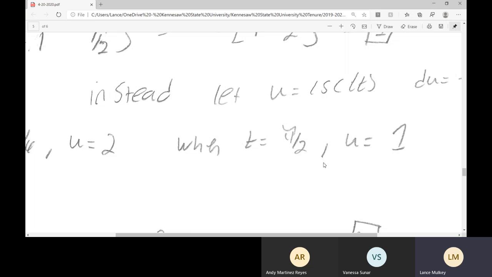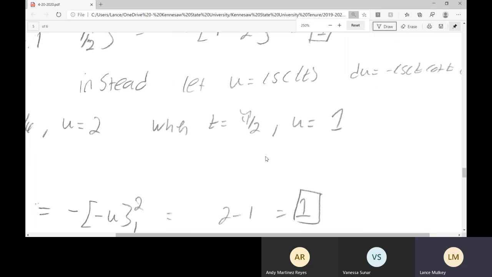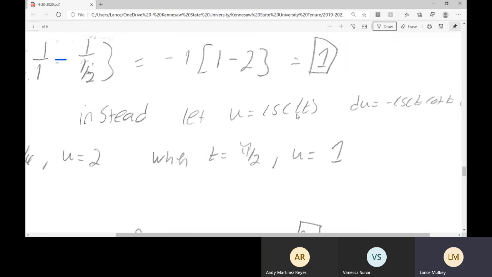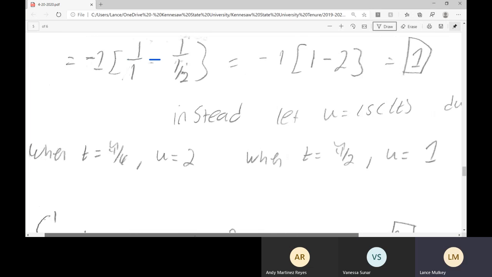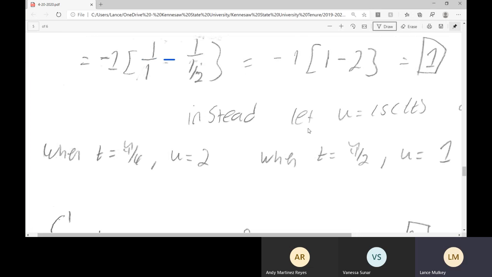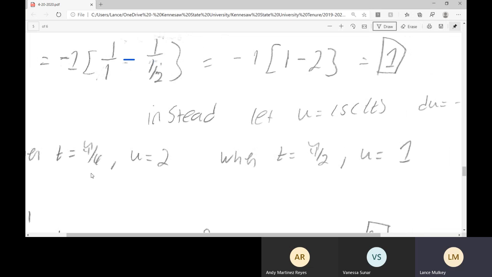Now, why I wanted to go over this, so instead, we're going to let u equal cosecant of t. And so we're going to take the derivative of that and say du equals negative cosecant of t cotangent t dt. And then we're going to change the limits. So when t equals pi over 6, u will equal 2. And when t equals pi over 2, u will equal 1. It's the same thing as when you plugged in over here.